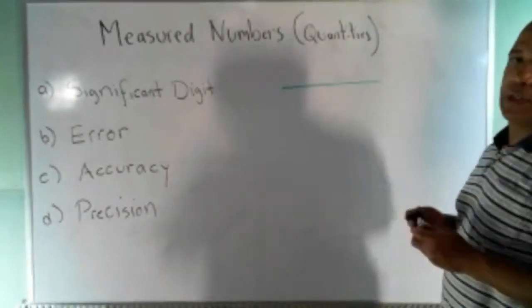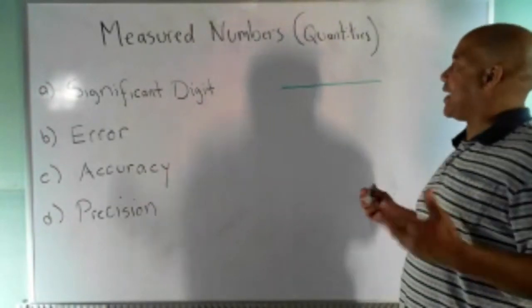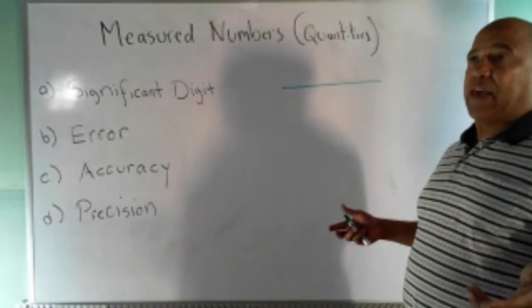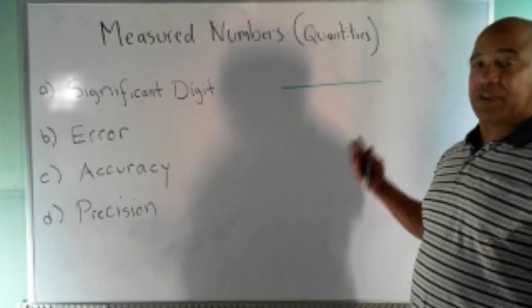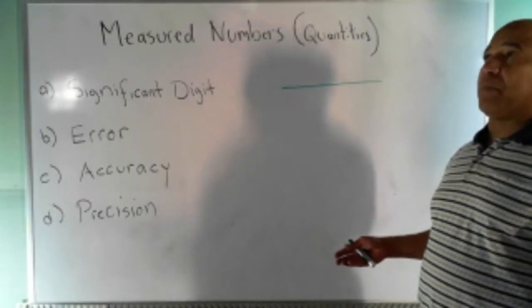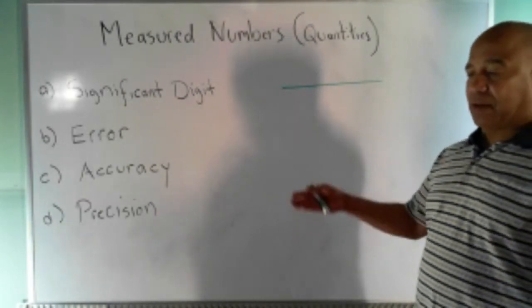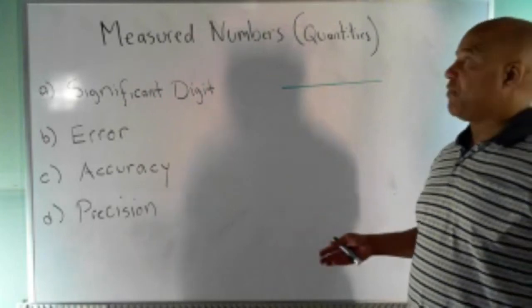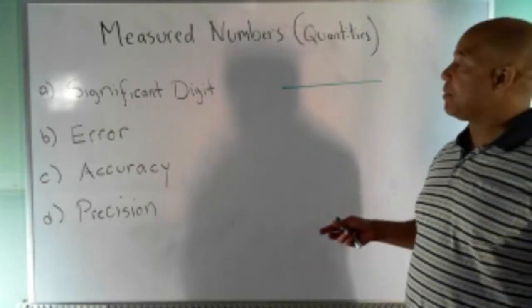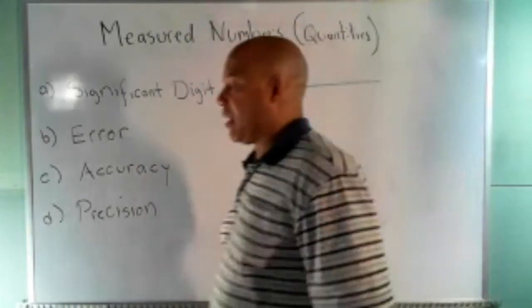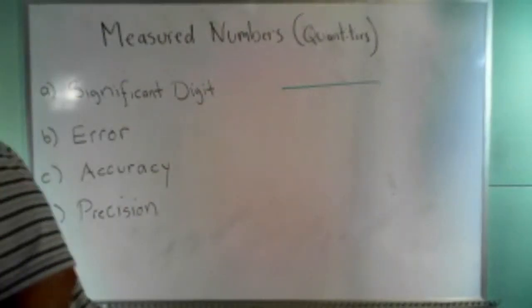How would I measure the length of the line? Well, I have to have some kind of measuring device. If I want to measure the weight of something, I have to have a scale. If I want to measure the mass of something, I need some kind of balance beam. If I want to measure the temperature, I have to have a thermometer. If I want to measure the length of something, I could use a measuring stick, some kind of ruler.